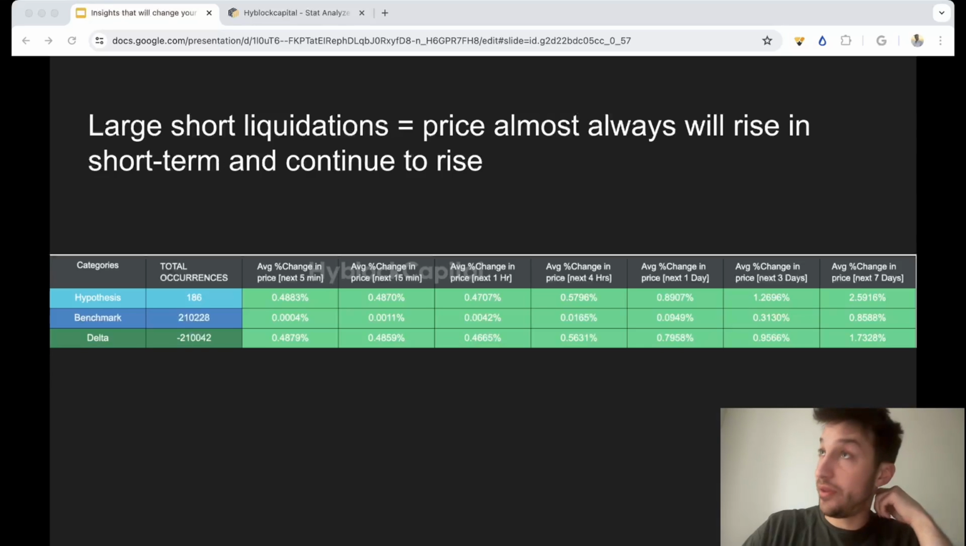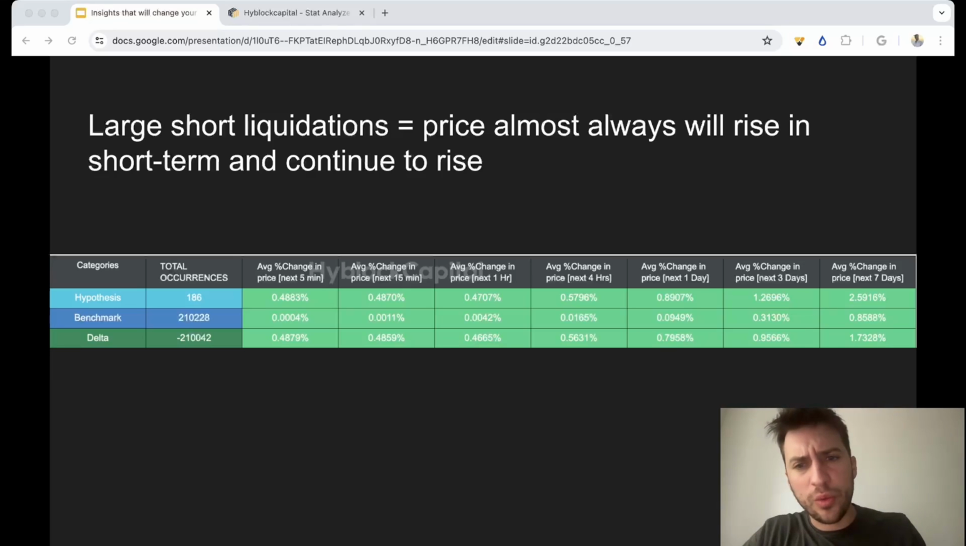It just, wow. That is a crazy high price move. Now you might be wondering, why is there such a strong correlation? Well, if you think about it this way, there's only 186 occurrences, and this is, I believe, over $10 million of short liquidations in one 5-minute candle. That's what qualifies for this data, if that makes sense.